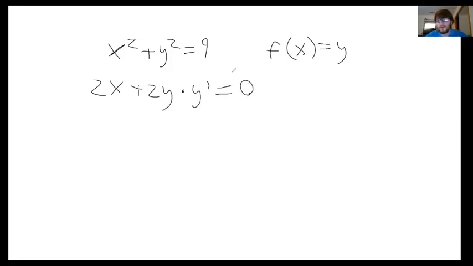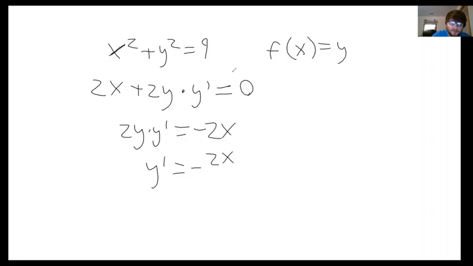Okay, and now we want everything in terms of just y prime, so y prime isolated by itself on one side. So let's go ahead and subtract 2x to the other side so that we're left with 2y times y prime is equal to minus 2x. And then we can just divide by 2y, and we get minus 2x over 2y.